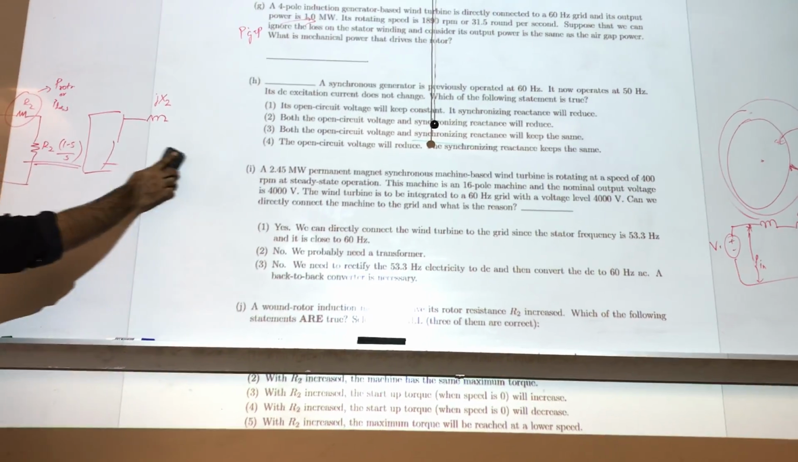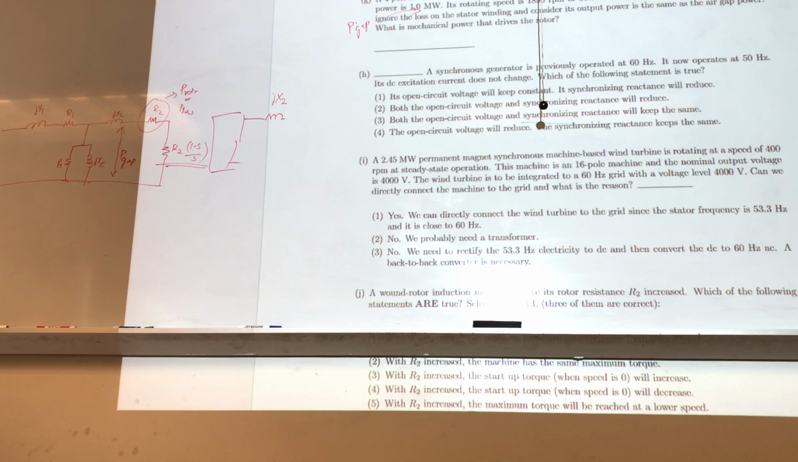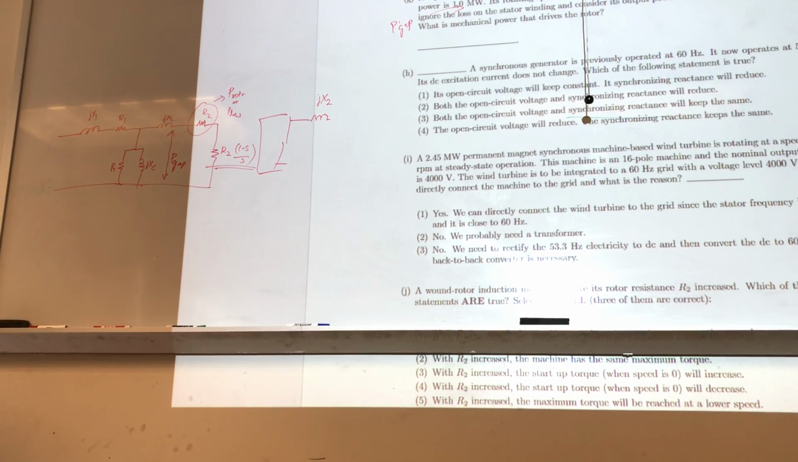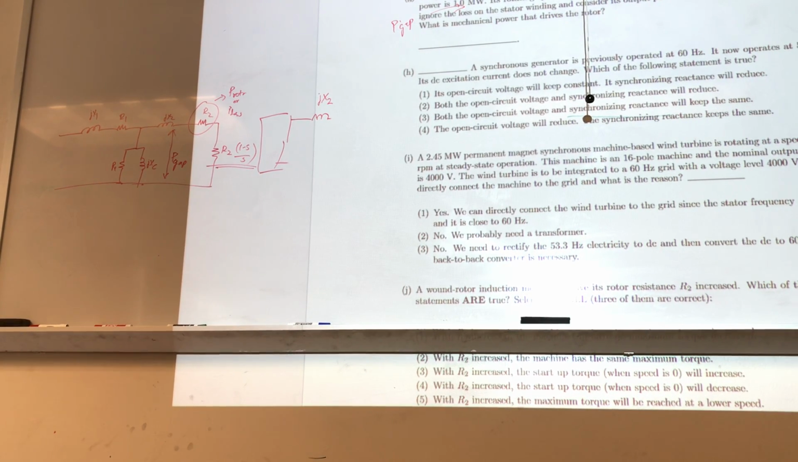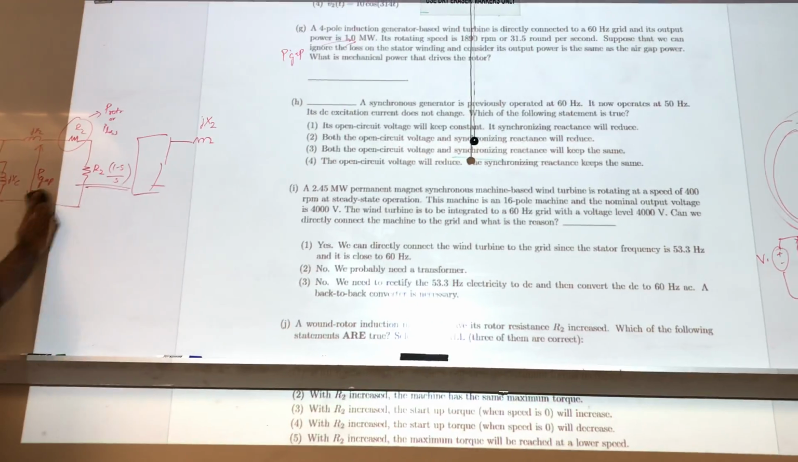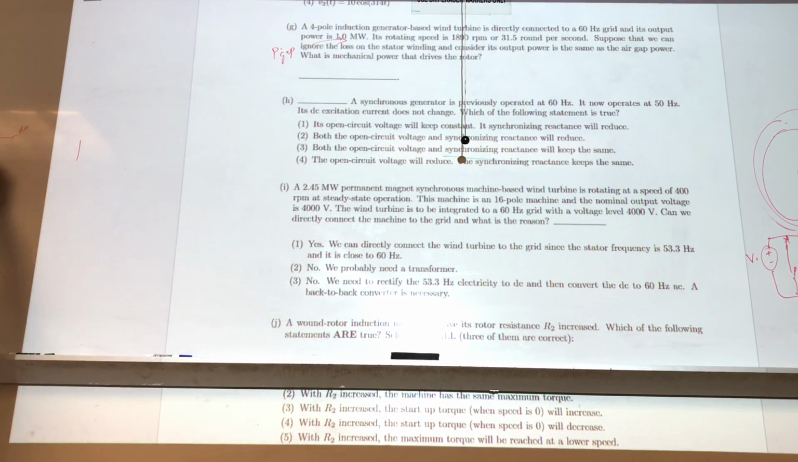What's the weight of the final? 35. 35. That's a lot. Check that. This is terrible. That's a lot.